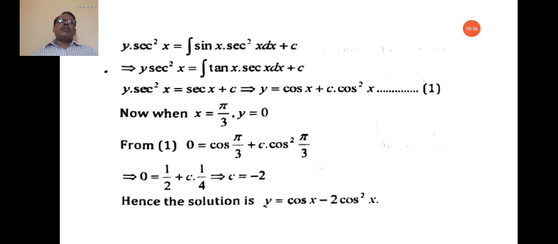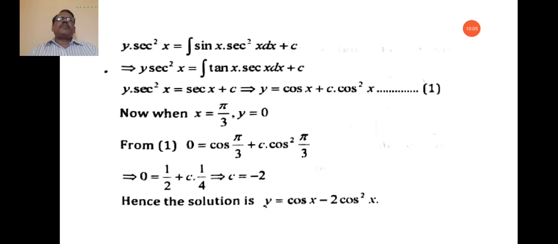You observe that secant square x is 1 by cos square x, and secant x is 1 by cos x. Multiplying throughout by cos square x, we get y is equal to cos x plus c into cos square x. This is the general solution of the given differential equation. Now you have to find the particular solution.